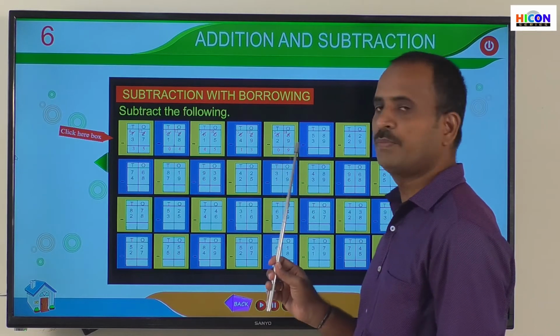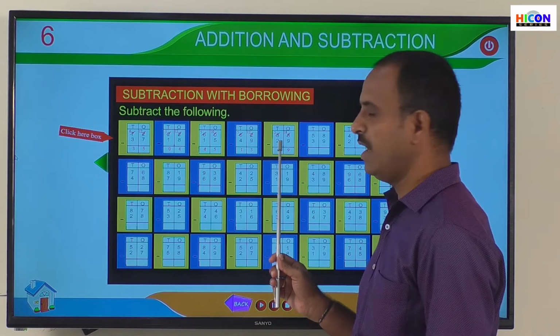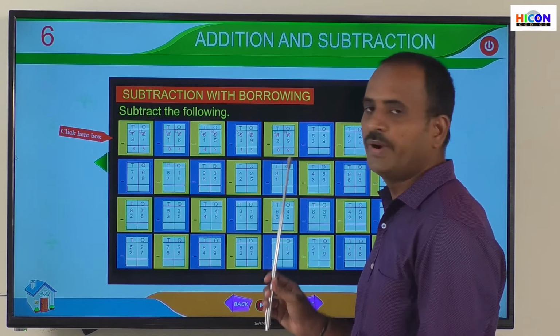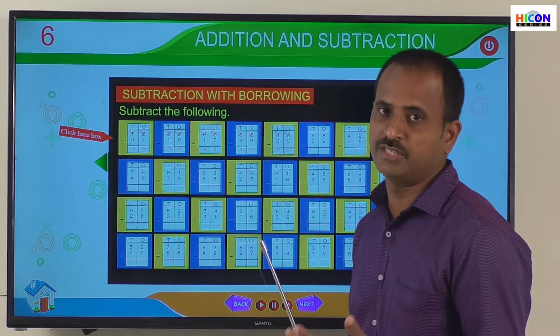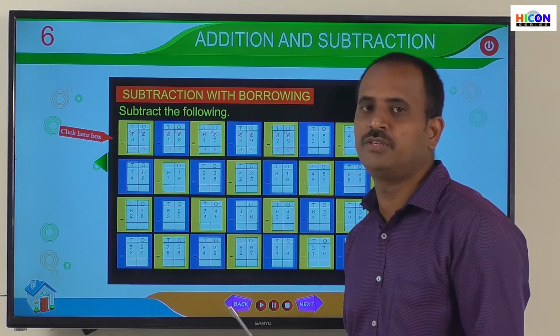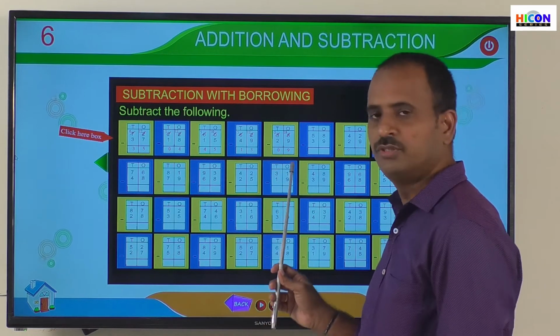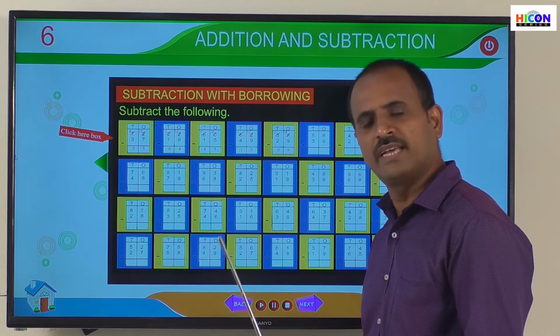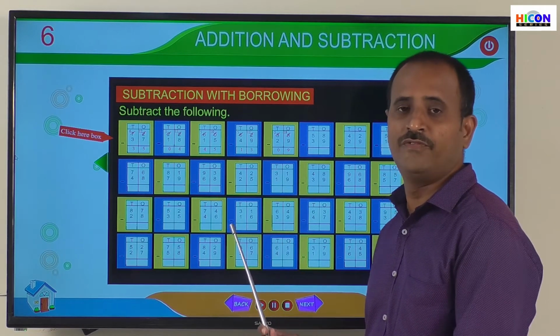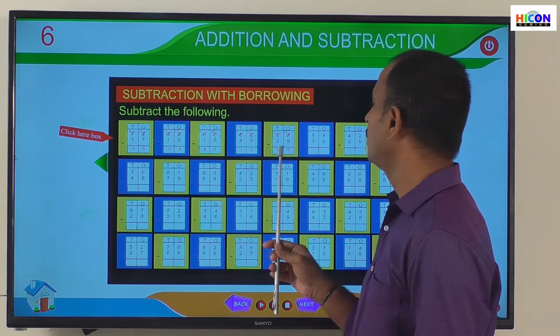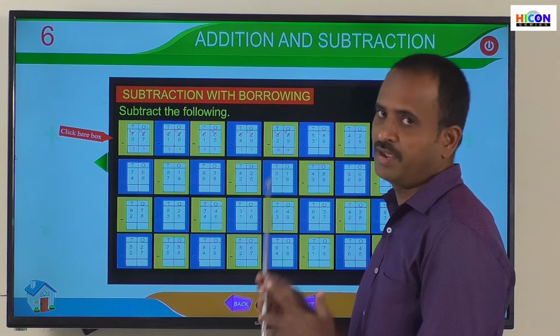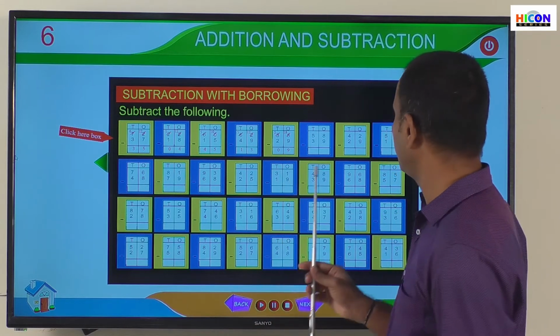So now go to the tens place. What are the digits here? 2 and 2. So that means 2 minus 2. So what will be the answer? If you subtract two numbers which are the same, the answer will be 0. That is 2 minus 2, 0. 5 minus 5, 0. 10 minus 10, 0. In the same way, if you subtract the same two numbers, the answer will be 0. So the total answer is 9. So go to the next problem here.